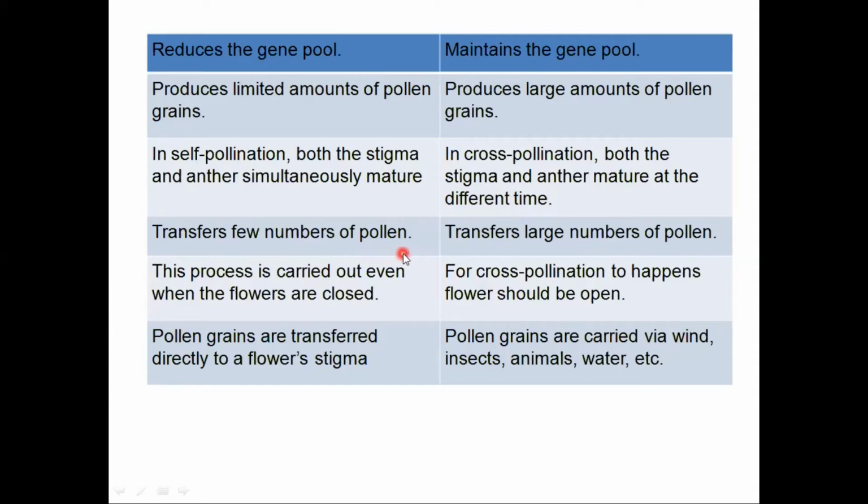In self-pollination, it transfers only a few pollen grains, and in cross-pollination, it transfers a large number of pollen grains. Self-pollination is carried out even when the flowers are closed, means it is known as a cleistogamous flower. For cross-pollination to happen, the flower should be open, means it is a chasmogamous flower. Pollen grains are transferred to another flower's stigma, carried via wind, insects, animals, and water. So this is the detailed difference between self-pollination and cross-pollination.